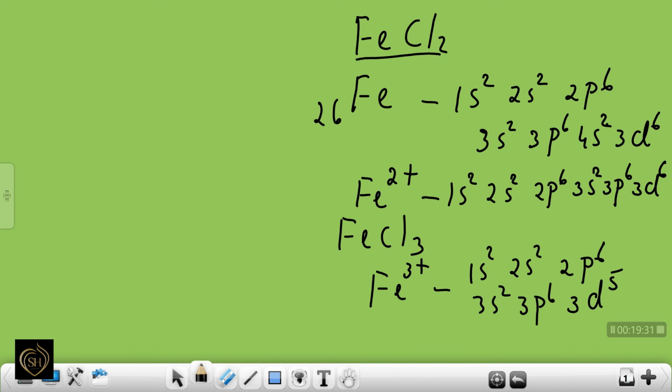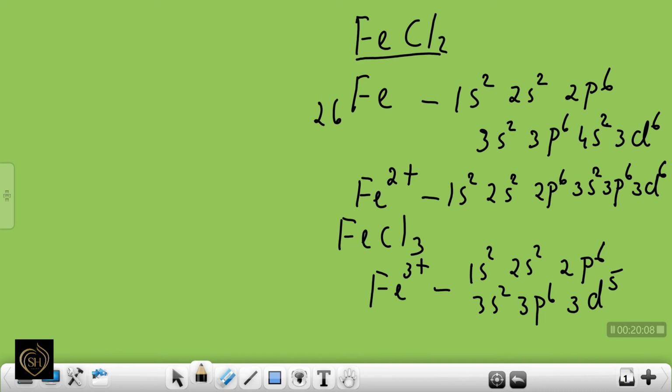Then another important question: why do the D block elements show this variable oxidation state? That is very important. The reason is that in the case of D block elements, the difference in energy between the outermost S subshell and the penultimate D subshell is very small. Hence, under suitable conditions, electrons in the D subshell also take part in chemical reactions. That means they lose electrons from the D subshell also. Hence, transition elements show variable oxidation states.